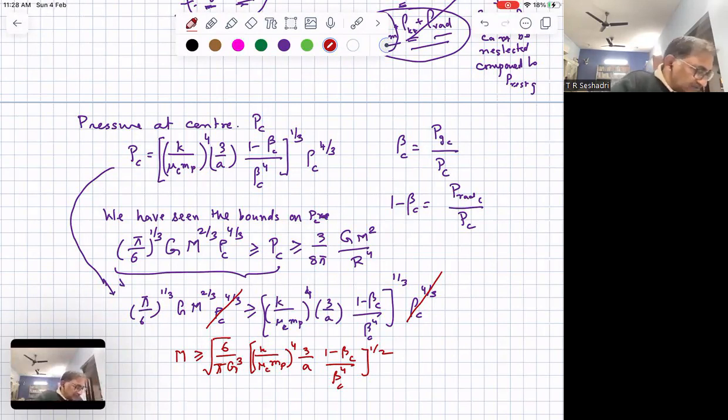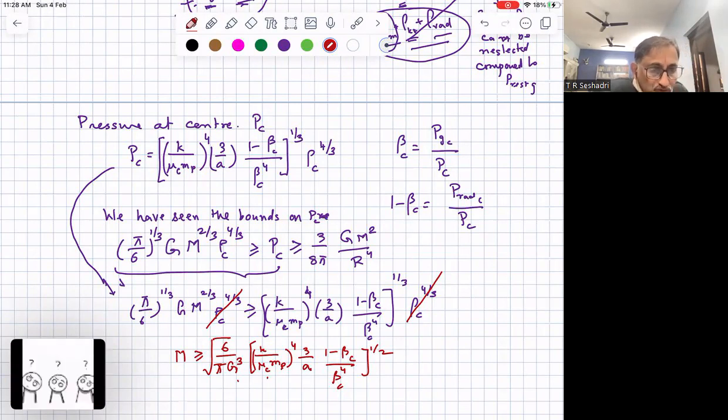You see, the pi and 6 are numbers, G is a fundamental constant, mu_c depends on the state of ionization, which is of the order of 1 anyway. m_p is a fundamental constant, a is a fundamental constant. So it's a pretty neat relationship which tells you, if suppose the pressure fraction is beta_c, then the total mass of the star has to be greater than this amount if the star has to be stable. Otherwise, the radiation pressure and all will be so large that the star will be disrupted. Is this clear? Yes. Okay.